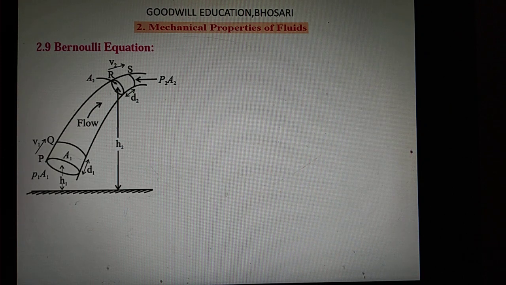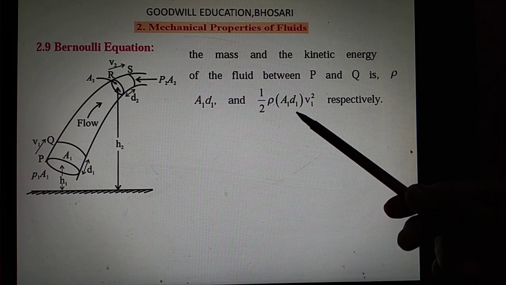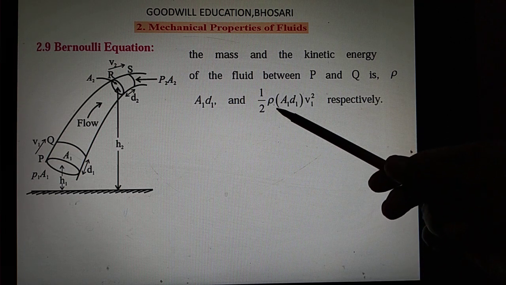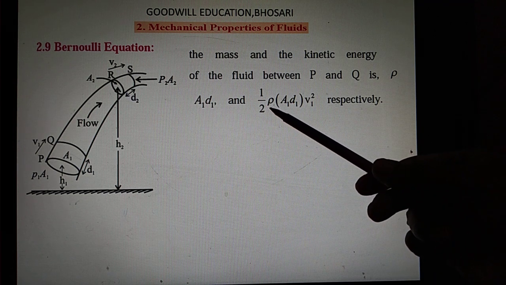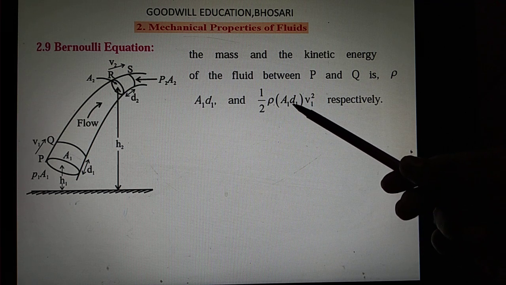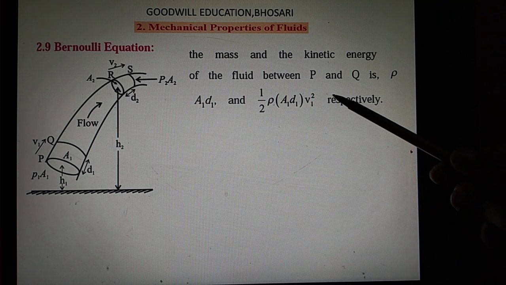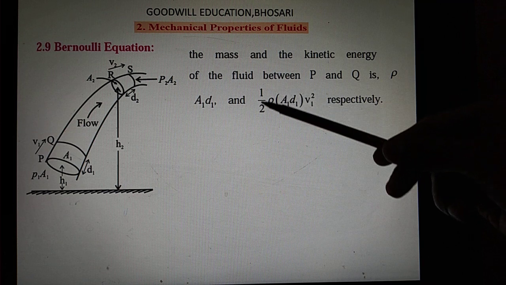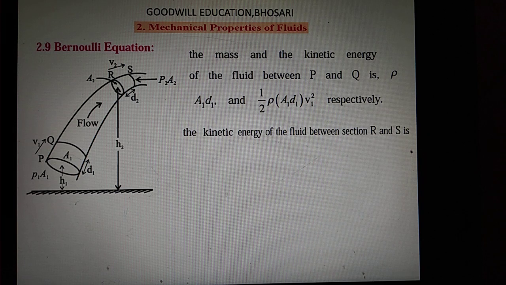Now let us consider the mass and the kinetic energy of the fluid between P and Q, where the volume is A1 D1. Kinetic energy is half of mass into velocity square, mv square. Mass is density into volume, so it is half of rho A1 D1 V1 square. This is for PQ, and similarly the kinetic energy of the fluid between sections R and S is half of rho A2 D2 V2 square.